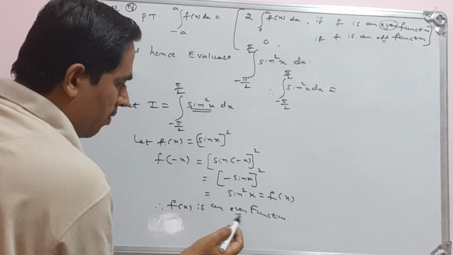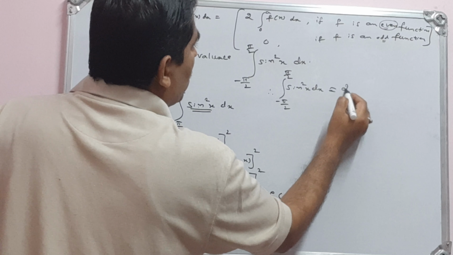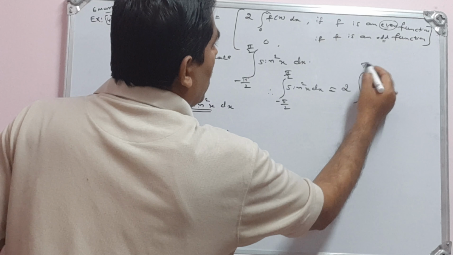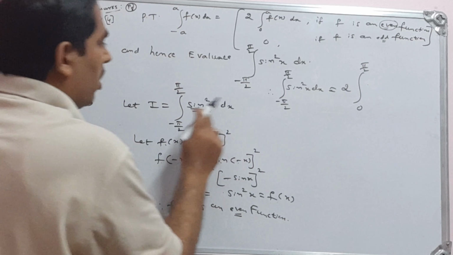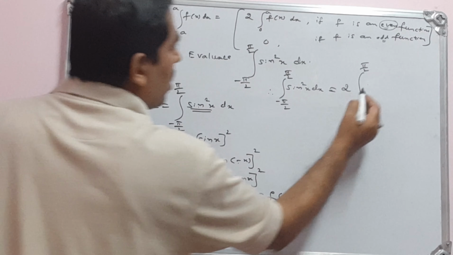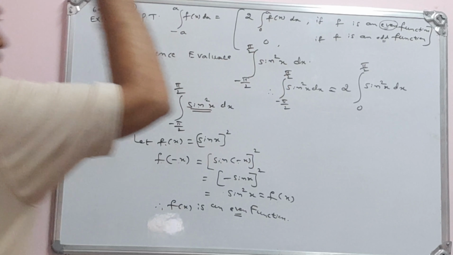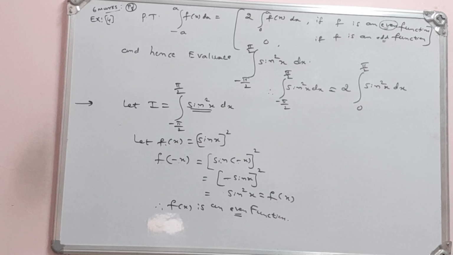Sin square x is what? Even function. So this becomes, according to this property, 2 times integral 0 to a. What is this a? Pi by 2. So 0 to pi by 2 of the function f of x. What is the function? Sin square x with respect to x, because our function was an even function.